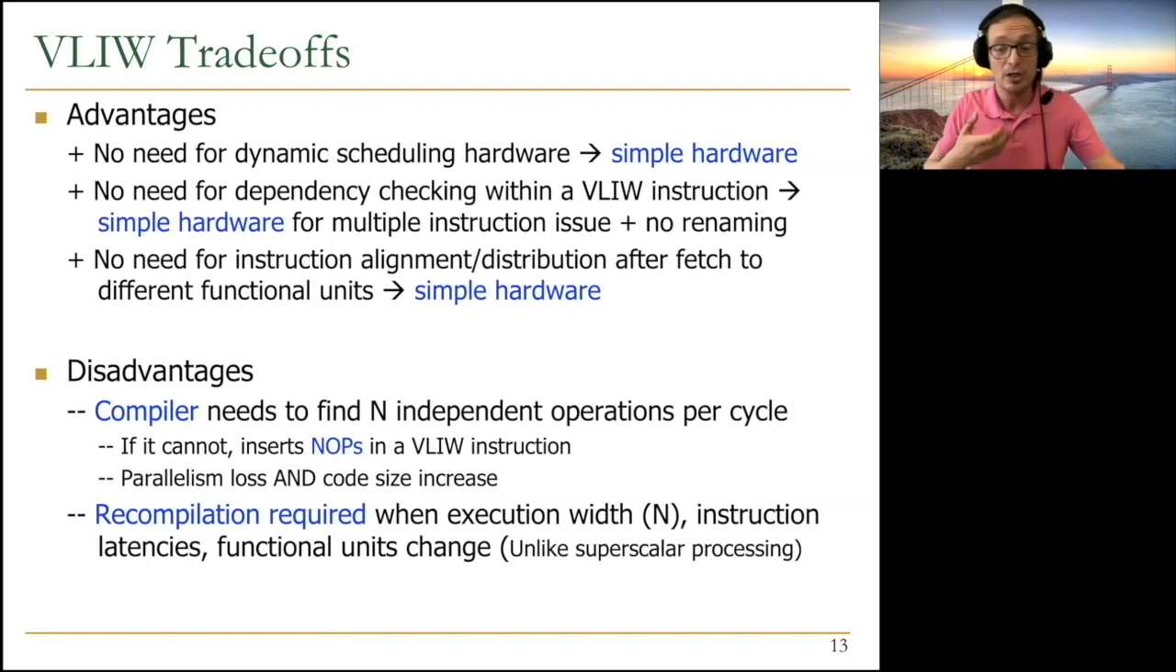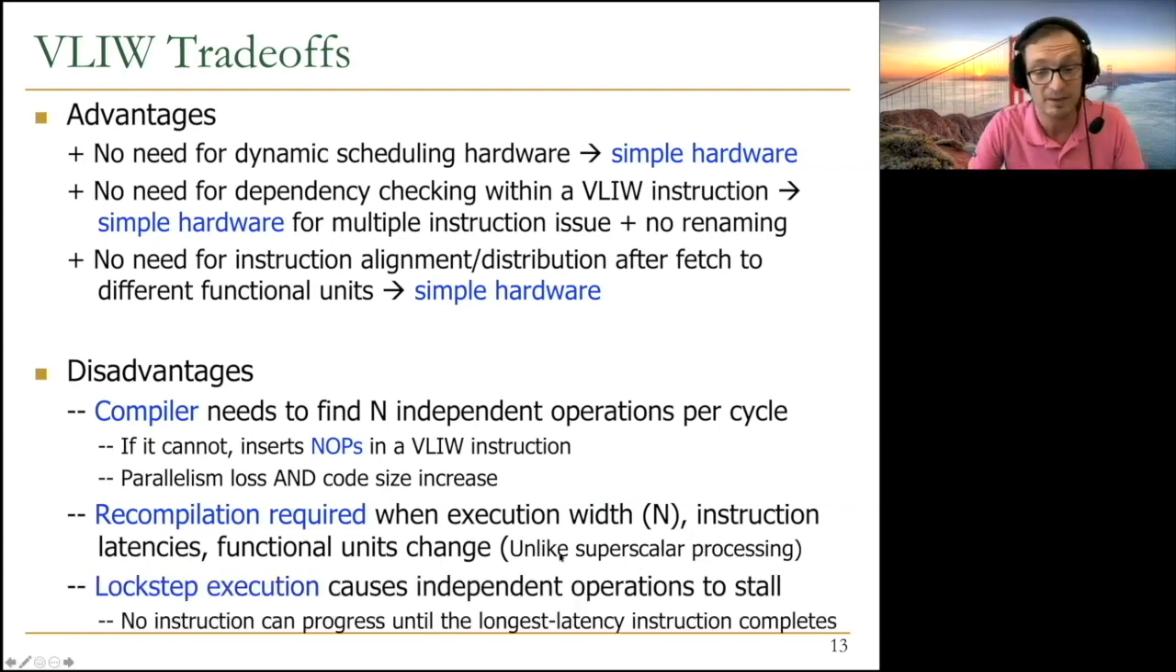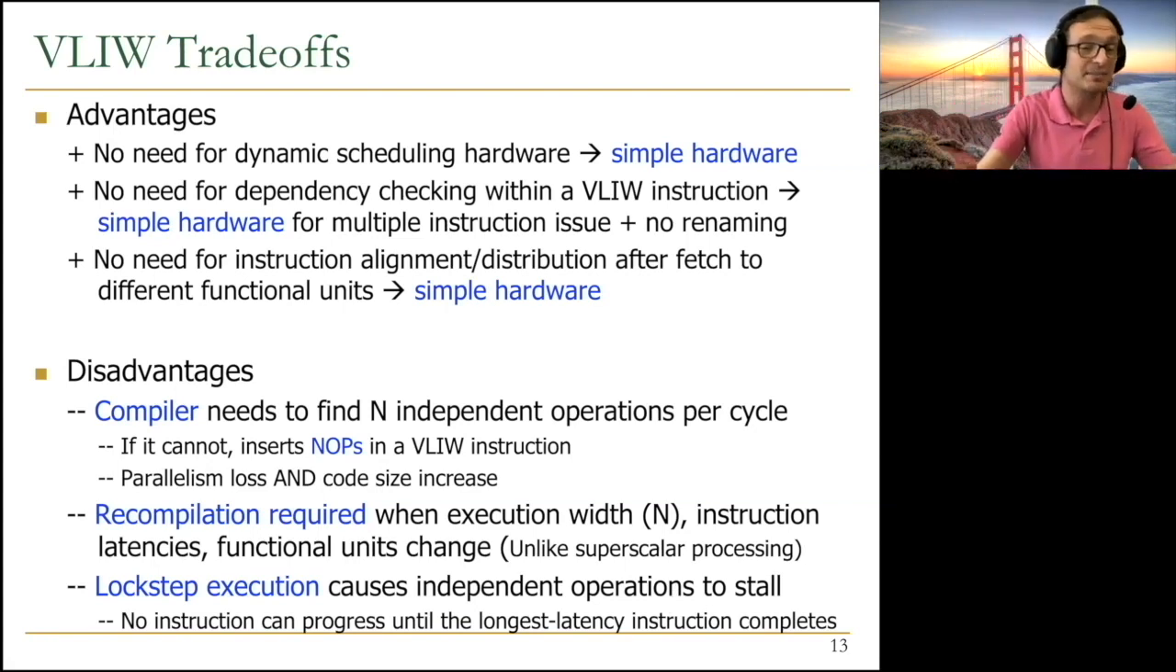Whenever you do superscalar out-of-order processing, if you change something in the microarchitecture, you don't need to recompile code, right? Okay. And lockstep execution causes independent operations to stall because no instruction can progress until the longest latency instruction completes. And as we discussed, that's a problem also. The compiler can try to schedule around it such that it tries to balance the execution latencies of different instructions that are executing at the same time concurrently. But again, that's a difficult task. That's asking even more from the compiler now.